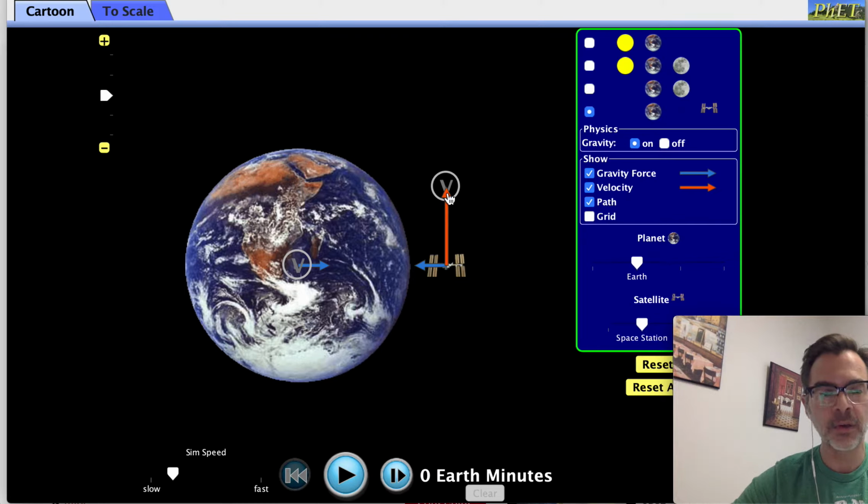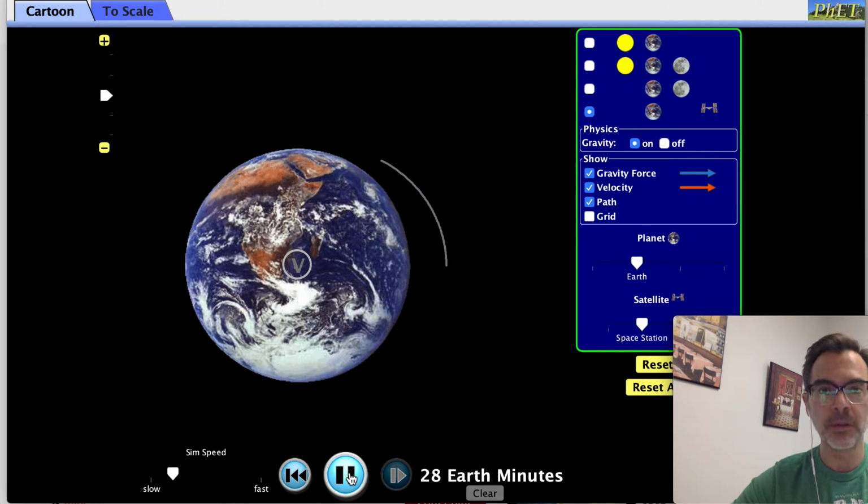So we're going to pause and click reset, and this time we're going to throw the ball a little bit faster, so I'm going to drag this velocity vector back a bit, not as much as I did in the previous simulation, and let's see what happens. And you notice this time it goes a little bit further, but it still crashes into the ground.